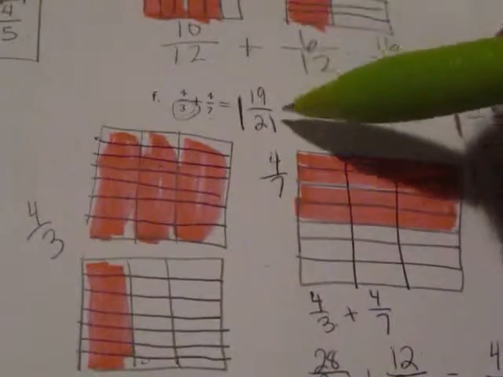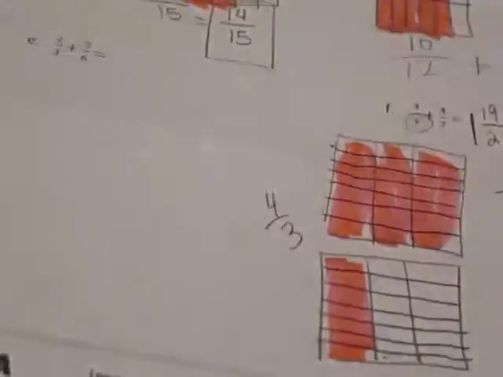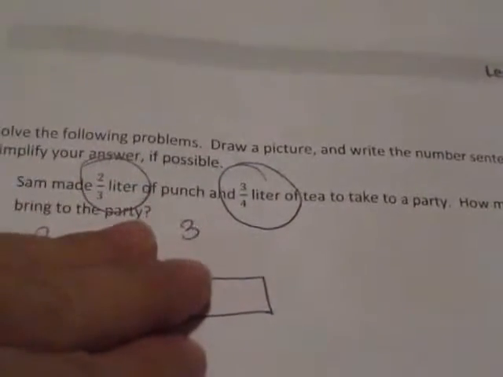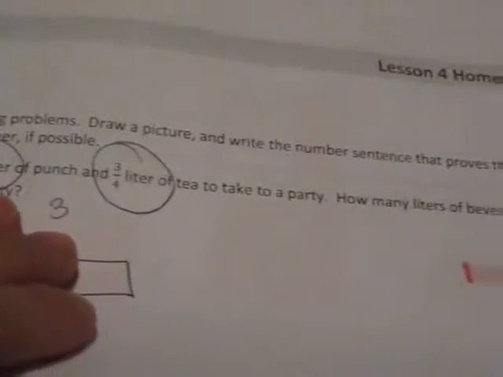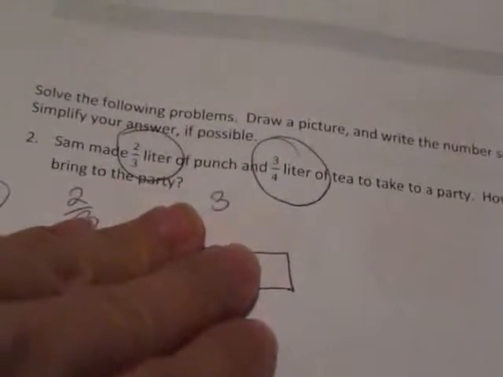4/3 plus 4/7 is 1 and 19/21. Okay, so on the back side, the word problems. It says Sam made 2/3 liters of punch and 3/4 liters of tea to take to a party. How many liters of beverage did Sam bring to the party?